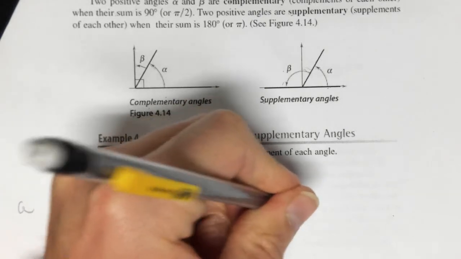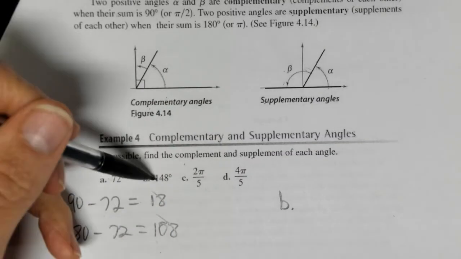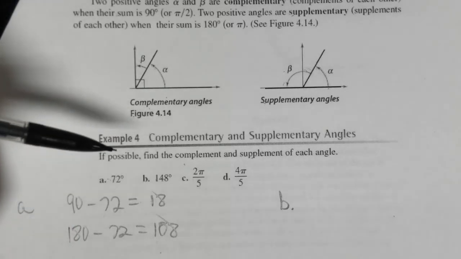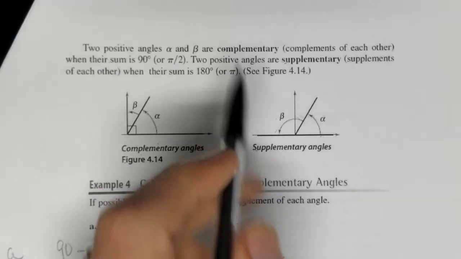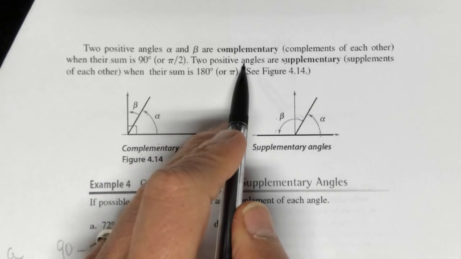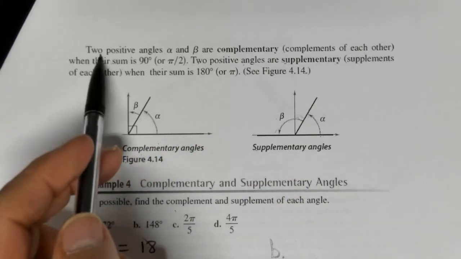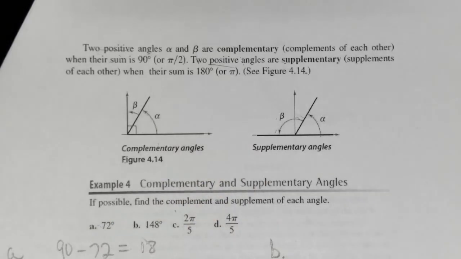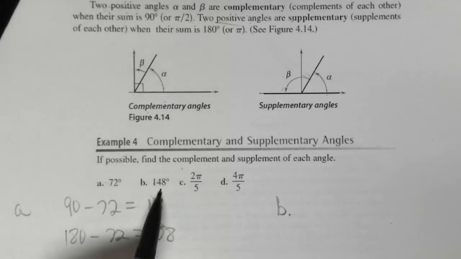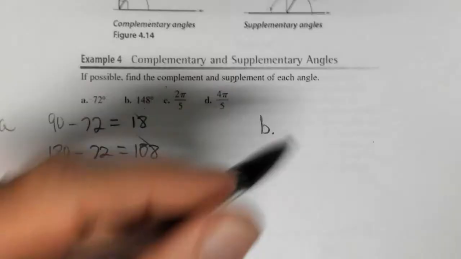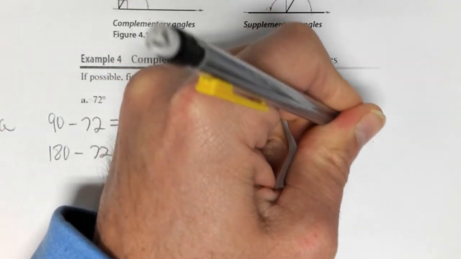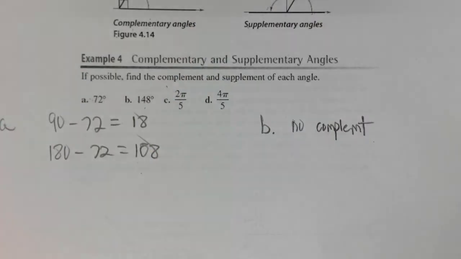Let's try B. Okay, so in B we're starting with 148, right? And here's the thing that I might have glossed over: it's two positive angles that are supplementary, and two positive angles that are complementary. So positive is the key term here. Complementary and supplementary angles don't involve negative angles. So in this example, 148, there is no complement to that angle. That is an angle that has no complement.